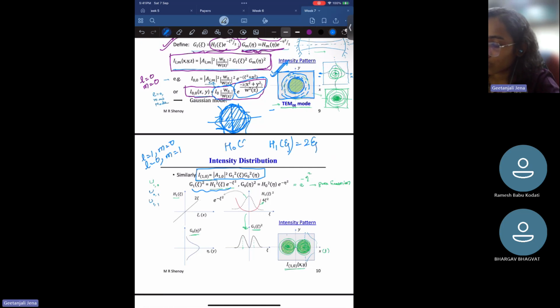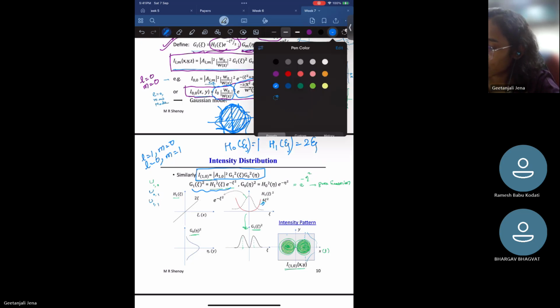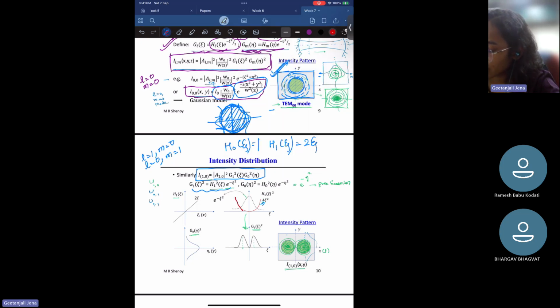H0 of zeta is always 1, the lowest one. But H1 of zeta is 2 zeta. Now when you take the square, it is 4 zeta squared. So this is plotted in this red curve. You see this figure? This red curve is 4 zeta squared. And the second function is G0 of eta, which is related to H0 of eta, and H0 of eta is 1. So that means the field distribution will again be a Gaussian field distribution, which is shown by this dotted line.